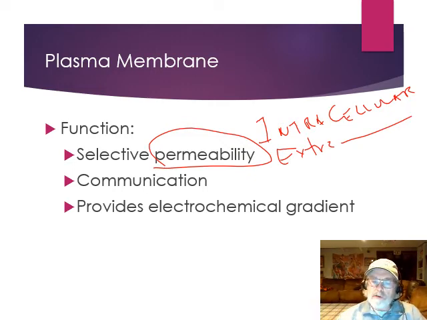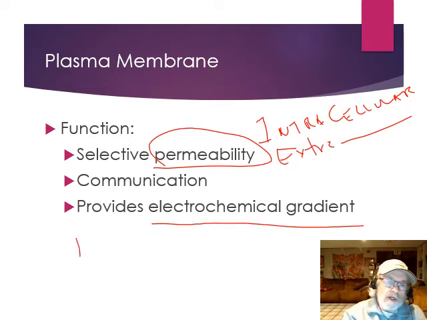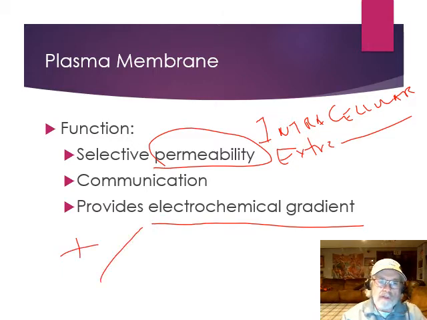Also, the cell membrane provides what's called an electrochemical gradient. What I mean by this is the outside of the cell might be charged one way, usually positively, whereas the inside of the cell membrane is charged a different way, negatively. We'll talk about the importance of that. It becomes exceptionally important when we talk about muscle and nerve conduction. This membrane polarity, or electrochemical gradient between the inside and outside of a cell, is exceptionally important in those areas. So this is what we're going to be talking about during this video.